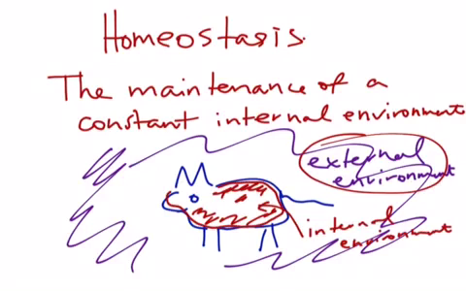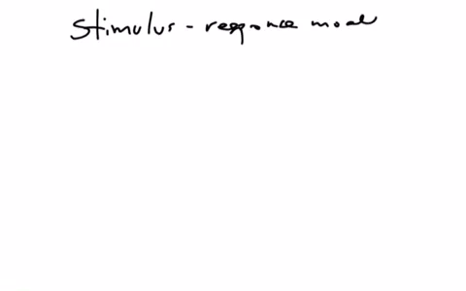So there are a couple of different ways that animals and plants can do this in general. We're just going to look at one in particular here, and it follows a particular model called the stimulus response model. So let's have a look at that. Now the stimulus response model looks something like this.